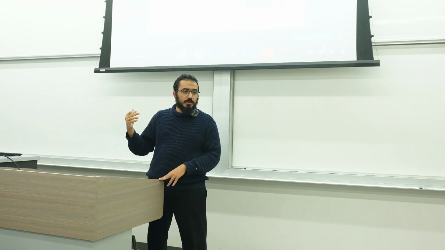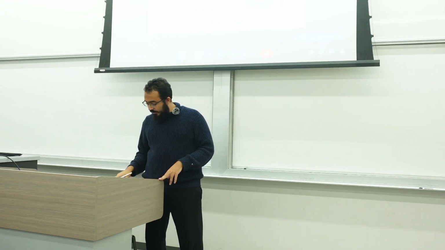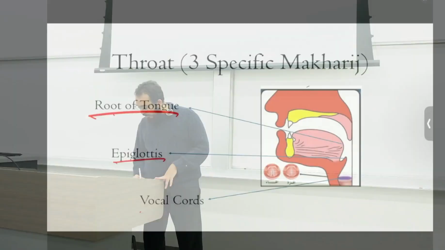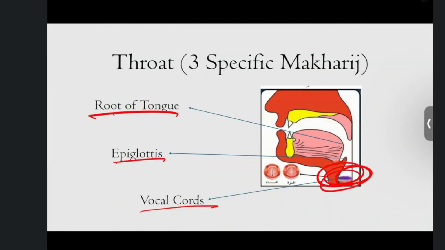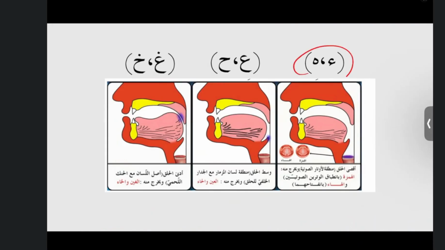Okay? So we talked about jawf. Jawf was a weird one, so I'm not going to go through it again. And 3 letters come from there. We talked about alif maddiya, waw maddiya. We don't have time, so I'm not really going to go through it. And then we went through the throat, and we said there's 3 specific makharij. There's the vocal cords, there's the epiglottis, that thing right there, and there's the root of the tongue. The vocal cords come from it, hamza and ha.